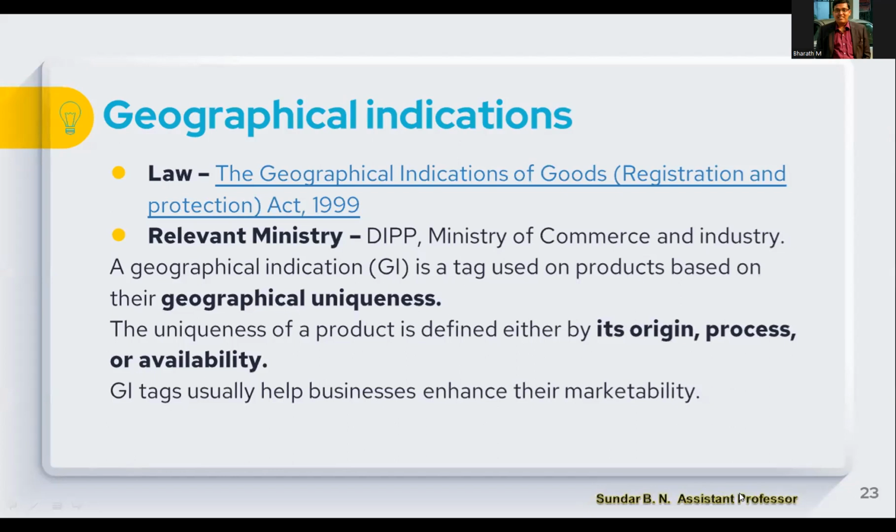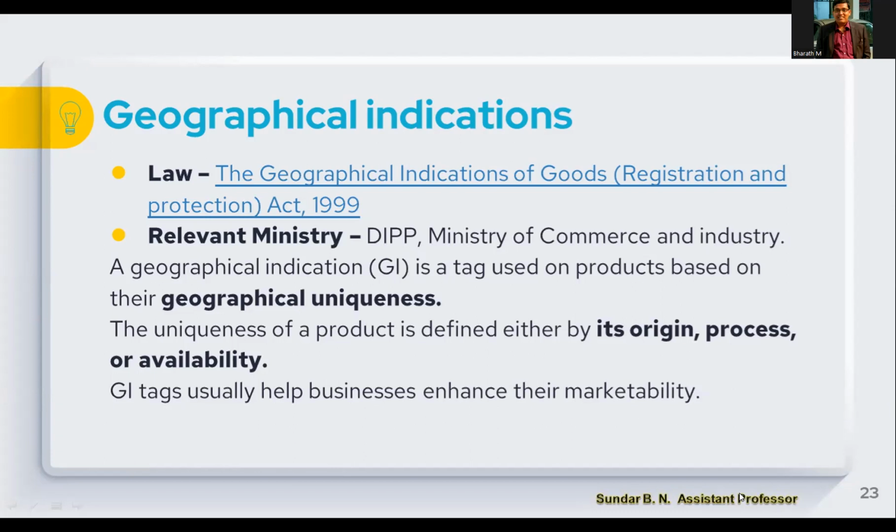So what is the law relating to geographical indication? It is the Geographical Indication of Goods Registration and Protection Act, 1999. This regulates and frames rules and policies regarding geographical indication. So what is the relevant ministry? The relevant ministry is the Department of Industrial Policy and Promotion, Ministry of Commerce and Industry.